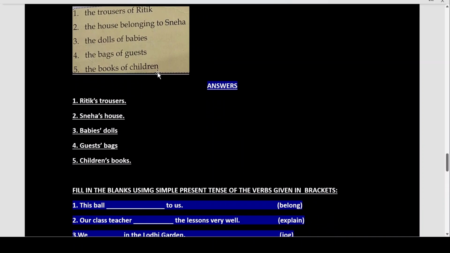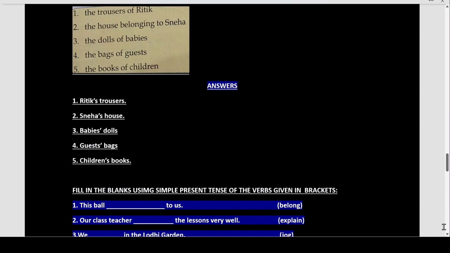Next, the books of children becomes children's books. And where have we placed the apostrophe? We have placed the apostrophe after children, apostrophe S. Why? Because this plural of children is not ending in S. These third and fourth examples are only for those words whose plurals end in S. Okay. So this is a very important concept. Please keep it in mind.